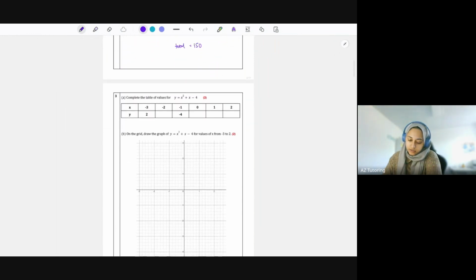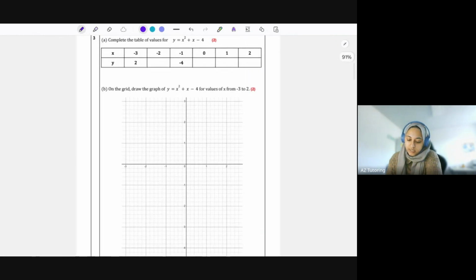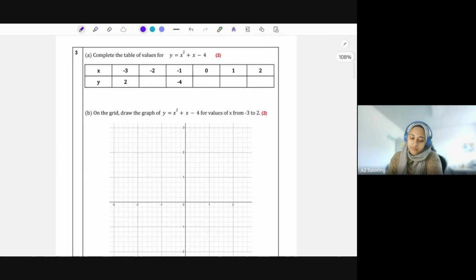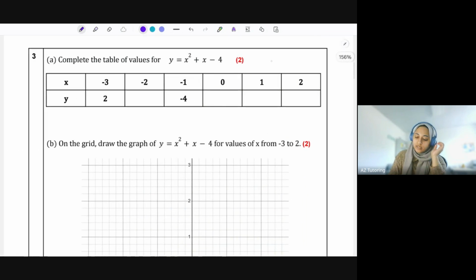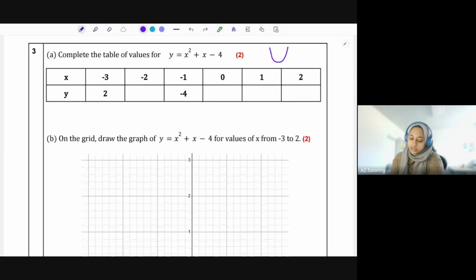Moving on, let's go on to question 3. It says here, complete the table of values for this equation. We've got y equals x squared plus x minus 4. You should have an idea what that graph looks like. It's a U-shaped graph because it's got a positive x squared. If it was minus x squared, it'd be n-shaped. So we know it's a U-shaped graph, and when we're sketching it, we should get something that looks like that.